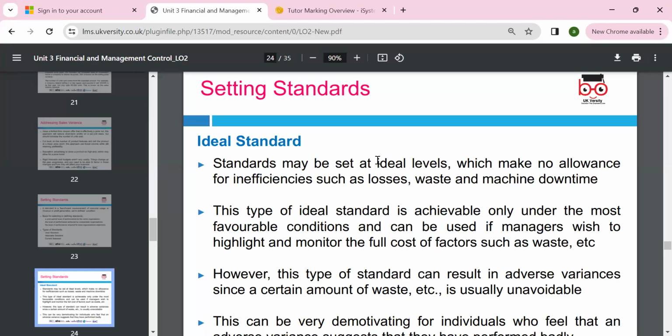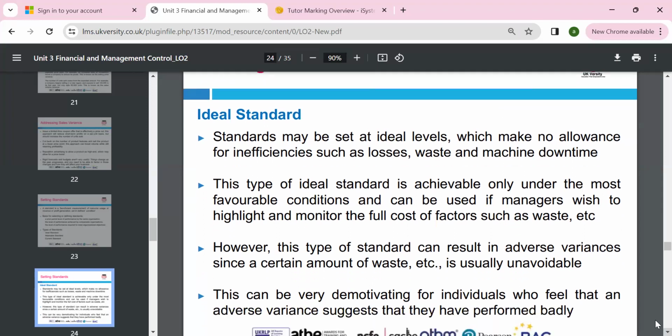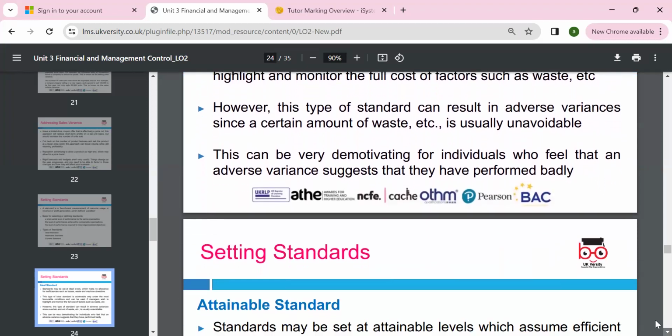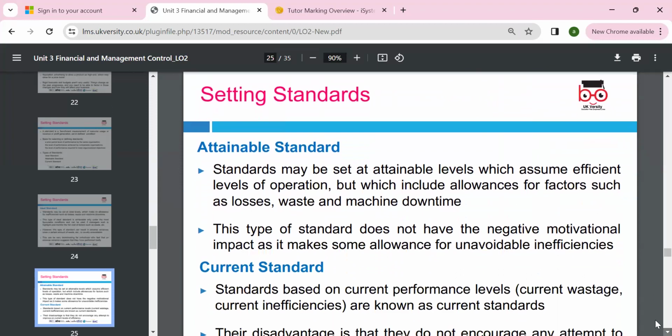So these are the costs we need to look at, such as waste. However, this type of standard results in an adverse variance, and looking at these is very crucial. Sometimes the standard can demotivate, where there is no value.